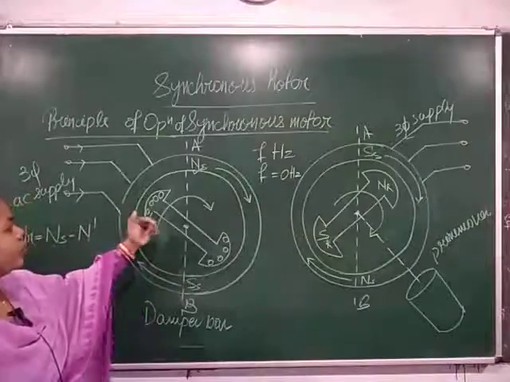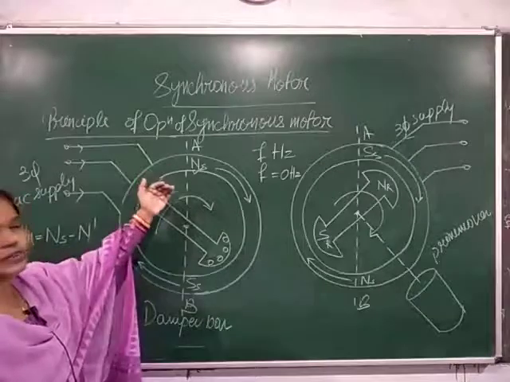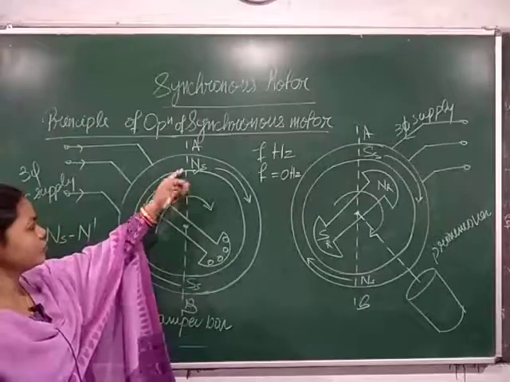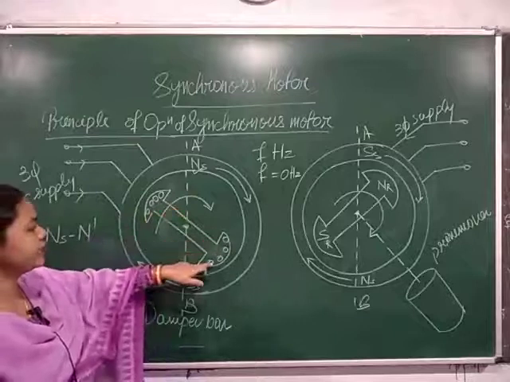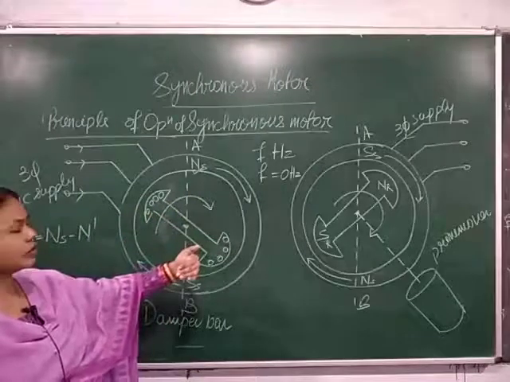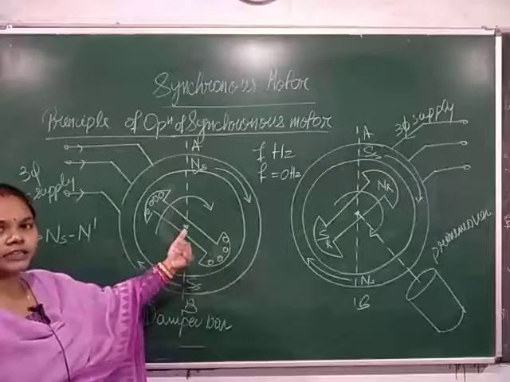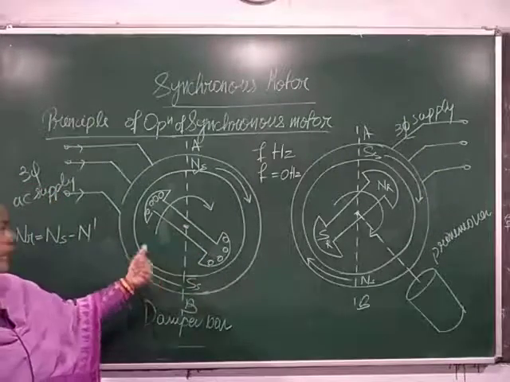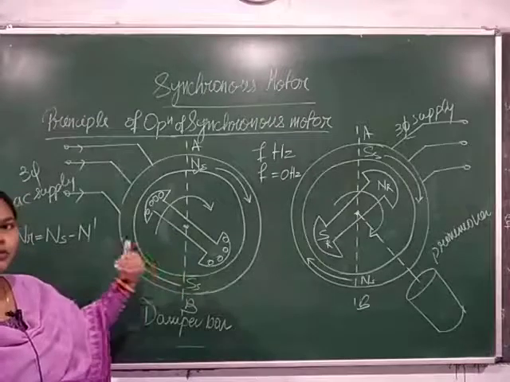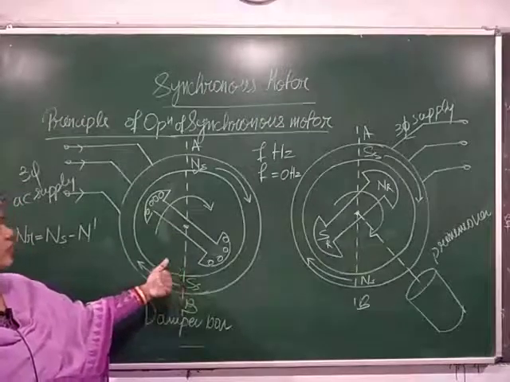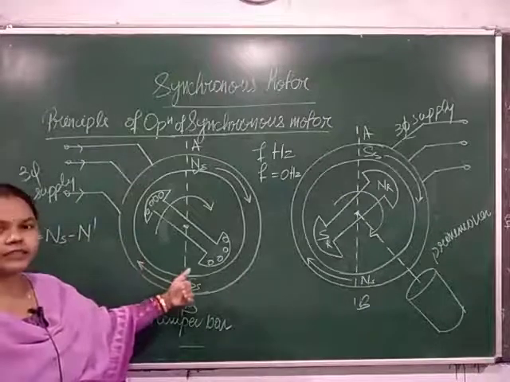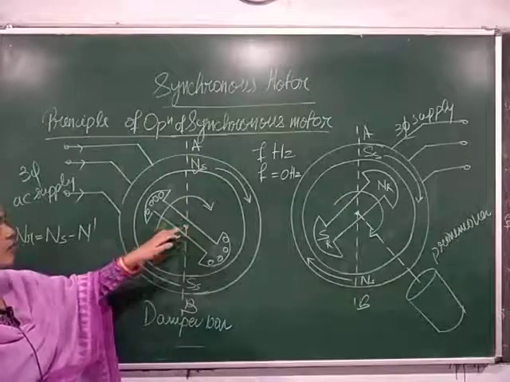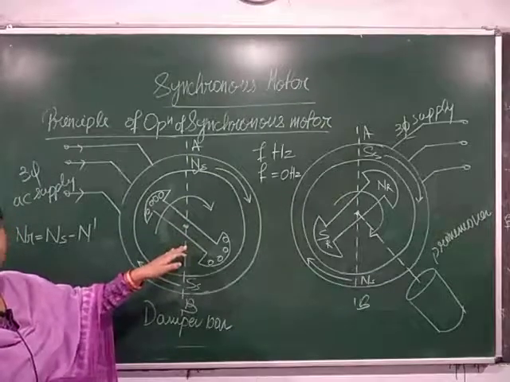So when you give three-phase AC supply to the stator, a rotating magnetic field is created in the stator, which induces current in the damper winding, which tends to move the rotor with a speed slightly less than synchronous speed, and it acts like an induction motor. Now you excite the rotor, meaning the field winding.